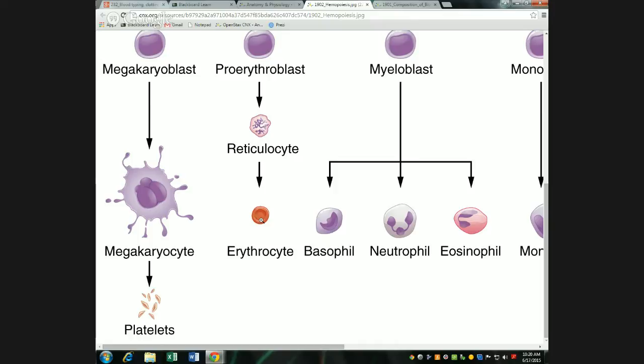Now, any cell in your body has to make ATP and drive some energy-dependent processes. And that's true with red blood cells also. Where do we normally make a lot of ATP in any cell? Yeah, mitochondria make ATP. Red blood cells do not have mitochondria. They don't have any organelles.